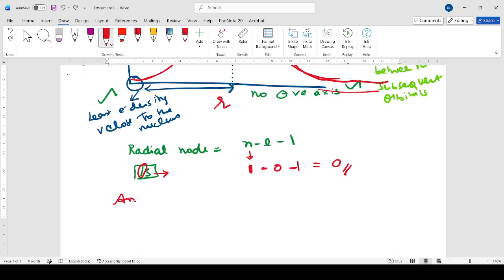Similarly, calculate your angular node, which is given by the value L. L is nothing but 0. So the angular node is also 0 here. It means that there is no particular angle away from the nucleus where I will not see any electron at all. Because in s, I can see this completely symmetrically around.